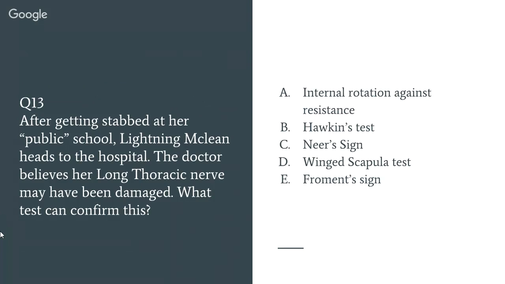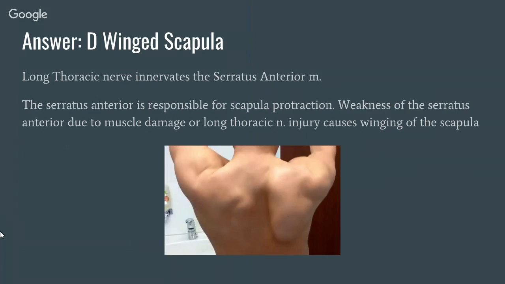D, beautiful. D, winged scapula. So, the long thoracic nerve is pretty much innervating your serratus anterior, and that's the main muscle that it innervates. Your serratus anterior is responsible for scapular protraction, which is moving the scapula in that forward motion. Weakness of your serratus anterior is usually due to either muscular damage to the muscle itself, or more commonly to the long thoracic nerve, and you get winging of the scapula.